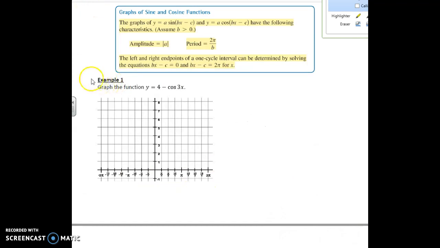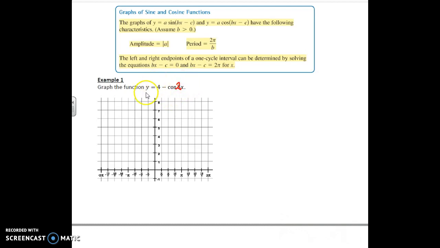First of all, let me tell you, I wish that example 1 was not the hardest example on here. The first thing I want you to do is change the given equation just a little bit. We have y is equal to 4 minus cosine of 3x. I want you to change that 3 into a 2. It will just make it a little bit easier for us to graph.